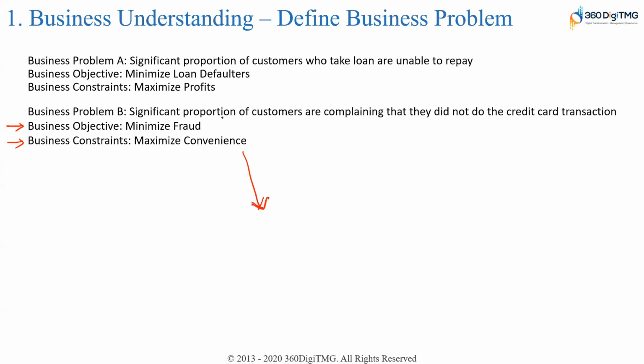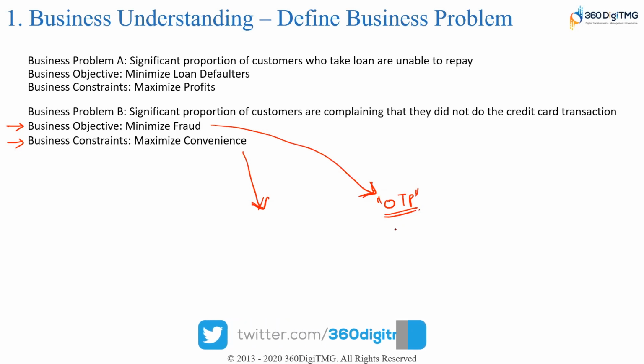Why? How do you minimize fraud? Usually people minimize fraud by having double layered security, triple layered security, too many one time passwords coming your way, right? That will cause a lot of inconvenience. So you're saying that while you try to minimize the credit card fraud, can you also maximize the convenience to the customers, right?